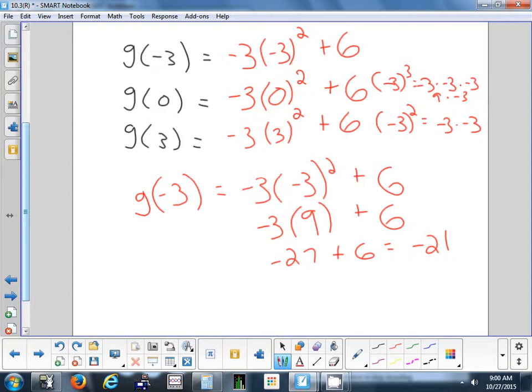We talked about this earlier in the year. Ignore the signs for right now. 27 is bigger than 6, and 27 has a negative sign with it. That means my answer has to be negative. I put my negative sign first, then I just read it backwards. 27 minus 6 will give me 21. So negative 21 is one part of my range.